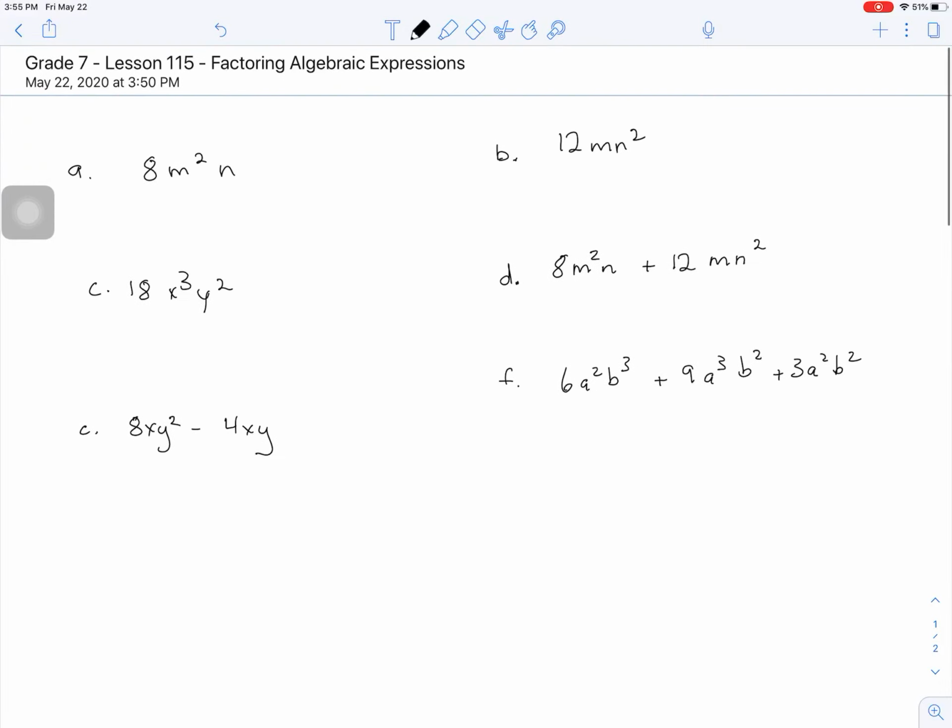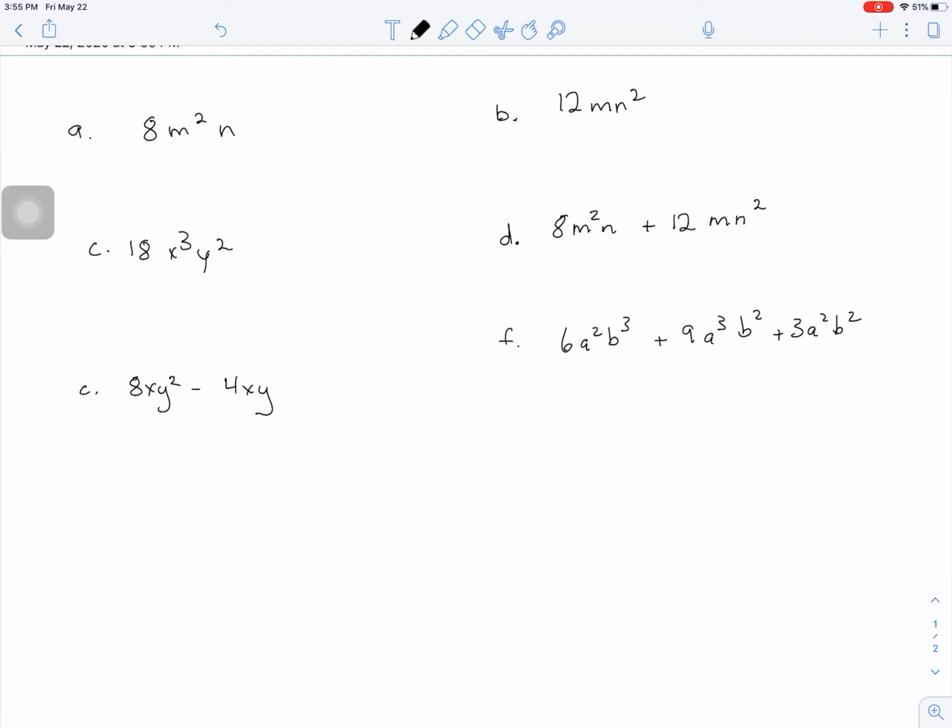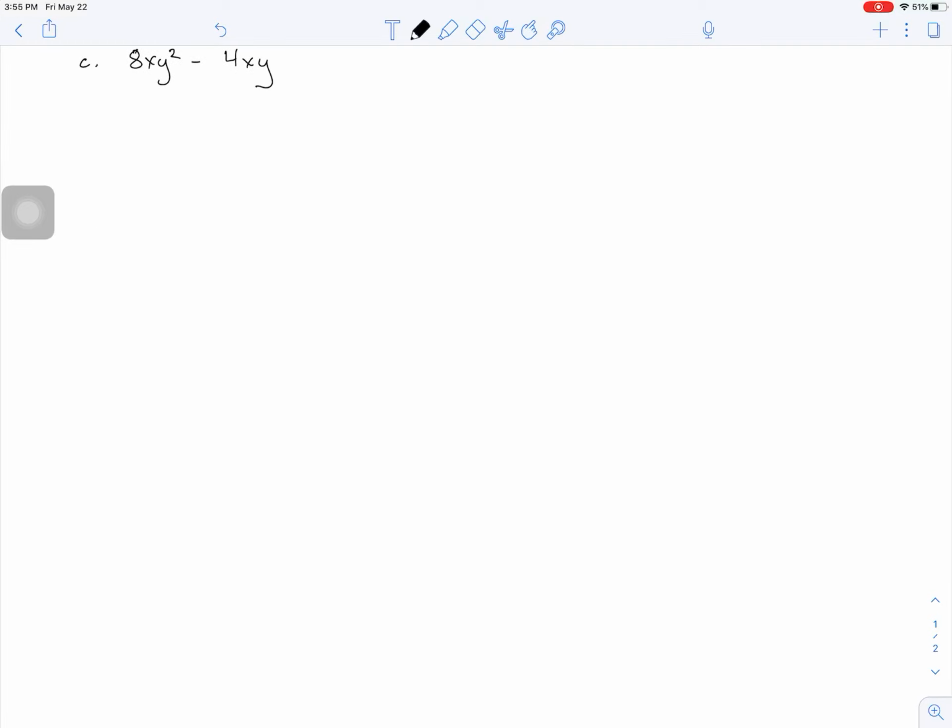All right, grade 7, we are going to be working at factoring algebraic expressions. So the terms that we're going to be looking at are monomial and polynomial. Mono means one, and poly means more than one. In this case, it would deal with two.